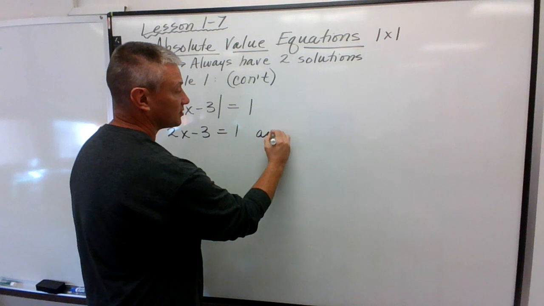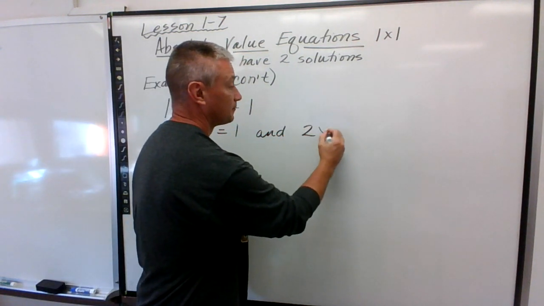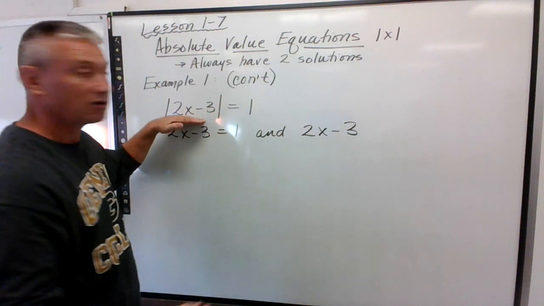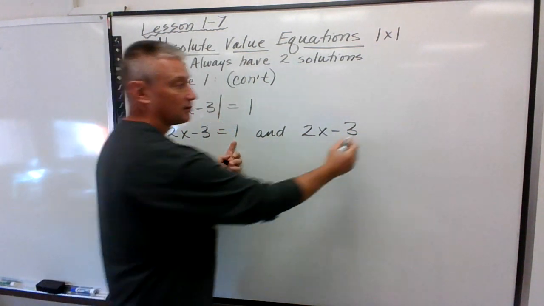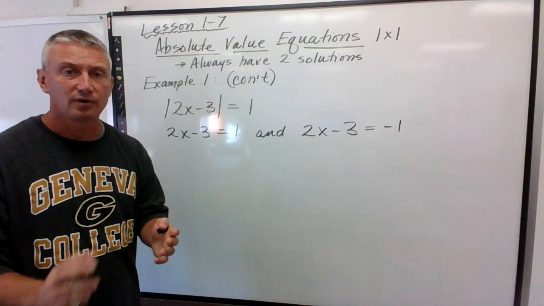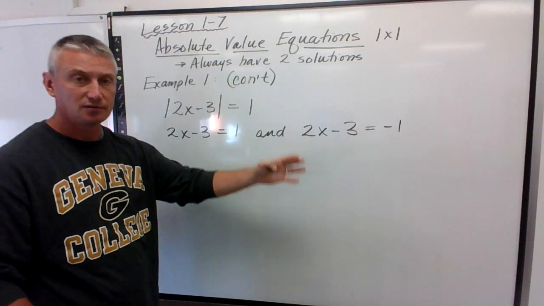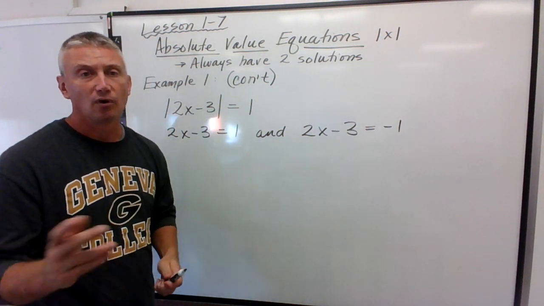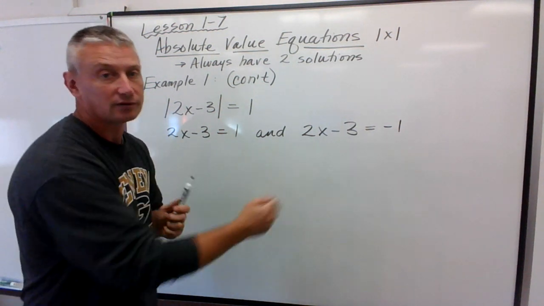The second equation is going to be 2x minus 3. So your absolute value piece stays the same, but instead of it equaling 1, now it is going to equal a negative 1. Okay, so that's where we're going to get our positive and our negative. 2x minus 3 equals 1, and 2x minus 3 equals negative 1. This will always occur whenever you get down to the absolute value equal to some constant.